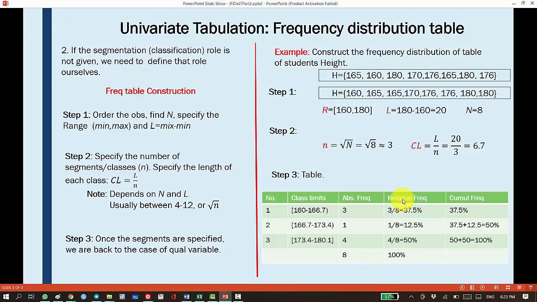The relative frequency is calculated in the same way as we did in the previous examples, and the cumulative frequency is calculated by the sum of relative frequencies.